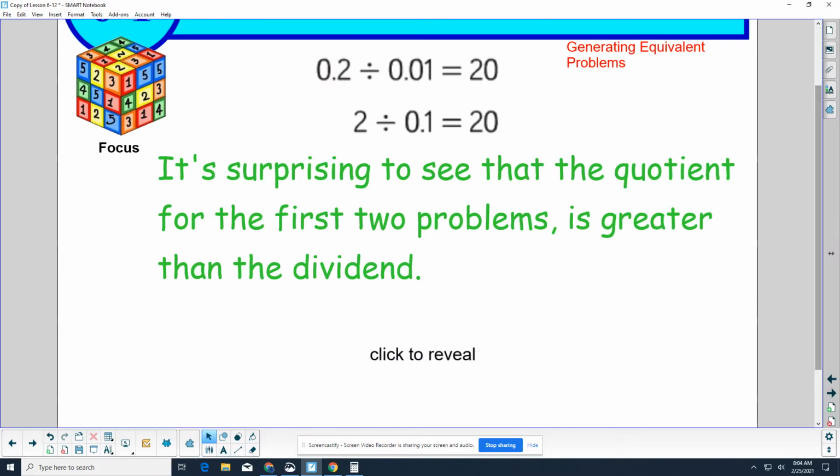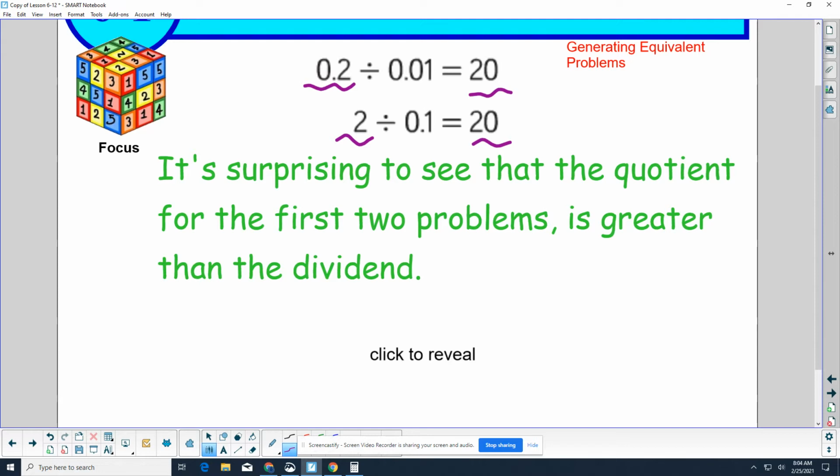So is it surprising to see that the quotient for the first two problems is greater than the dividend? If we look here, the quotient is the answer to division. And then look at the first two problems we had. The dividend is here, and the quotient is larger than the dividend for both of them. Do you find that surprising?